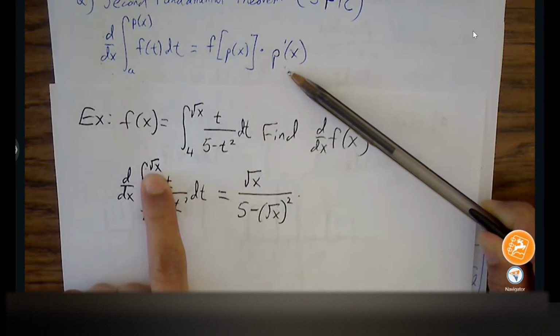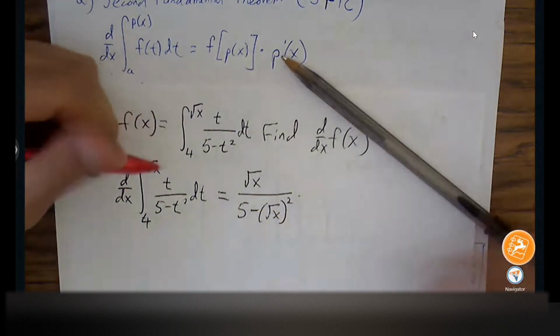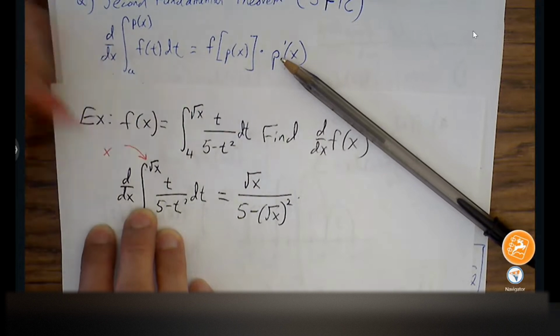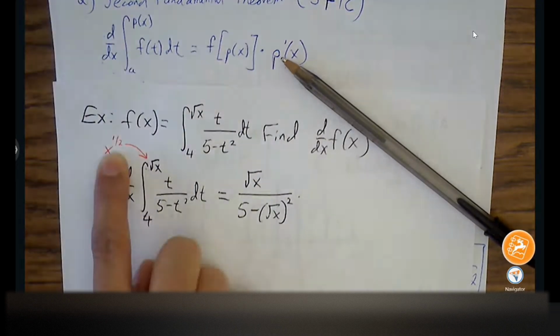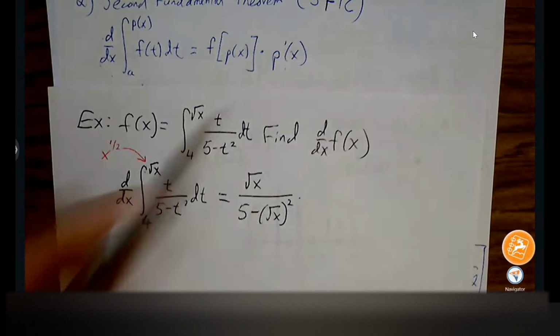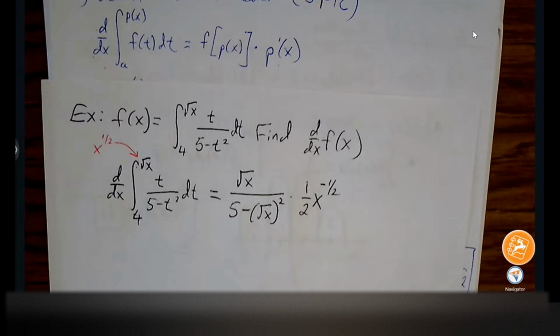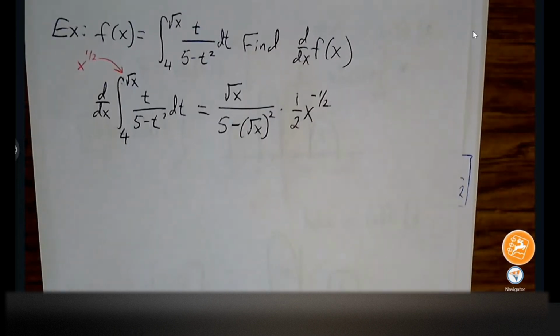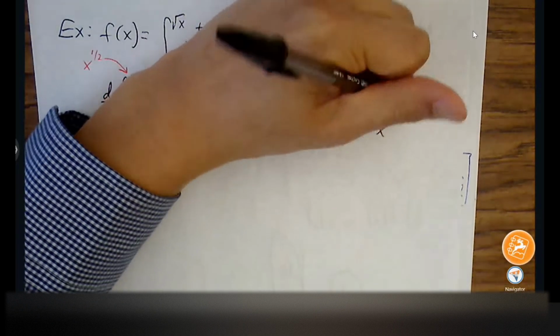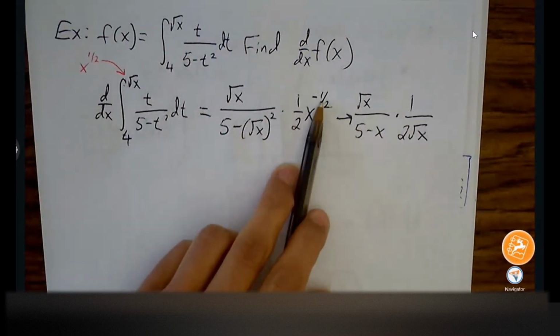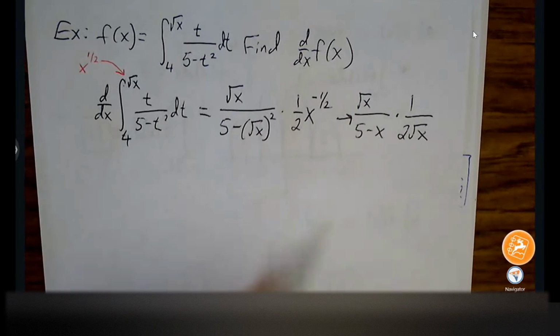So how do I find the derivative of square root of x? Square root of x is the same thing as what? X to the 1/2. Yep, just go through power rule, right? Go through power rule. 1/2 x to the negative 1/2. Okay, clean that up. Bring the x down, convert it to a radical. We see some reducing here.